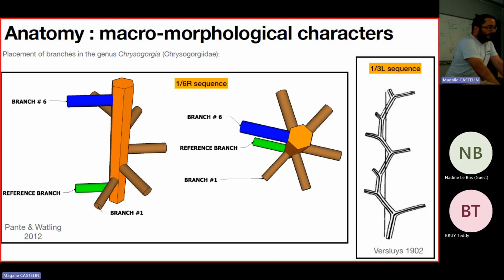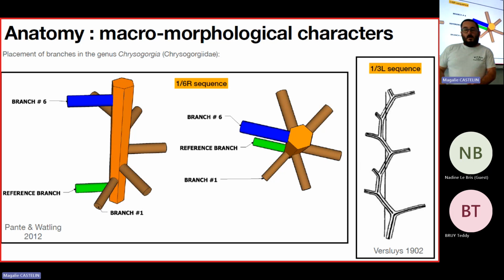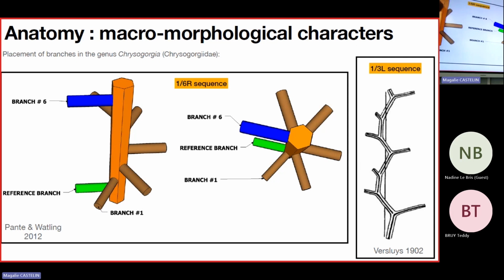Okay, so the placement of branches relative to each other can be a taxonomic character. To me, a neat example of that is what you see in the genus Chrysogorgia. In Chrysogorgia, you have a main axis. I'm going to show you colonies as well, of course. If you look at the reference branch on the proximal part of the colony, then the next branches are spiraling along this axis, okay?